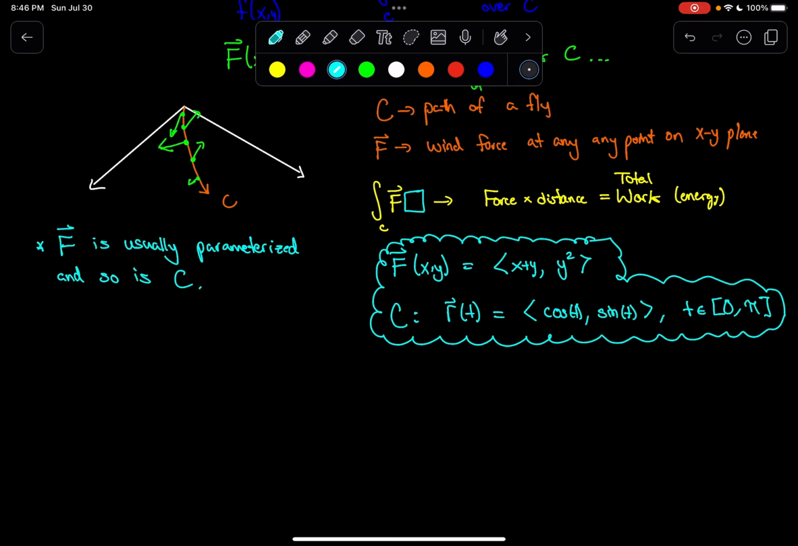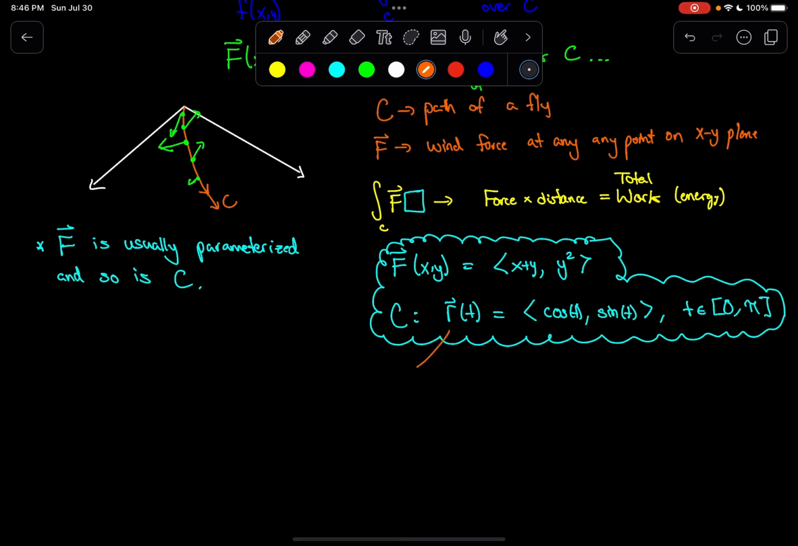The difference here is that a vector field F consists of a bunch of vectors. And vectors not only have a magnitude, a length, they have a direction. And so too does our little path C. This path C that exists on our xy plane has a direction of travel. It's indicated by an arrow.